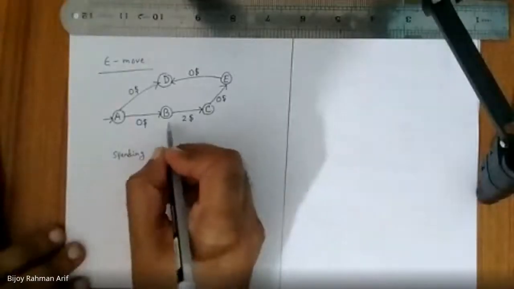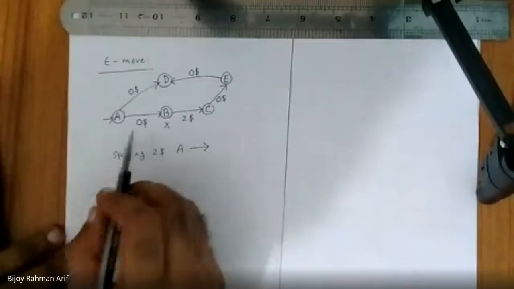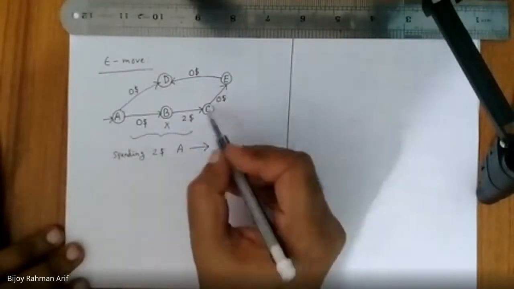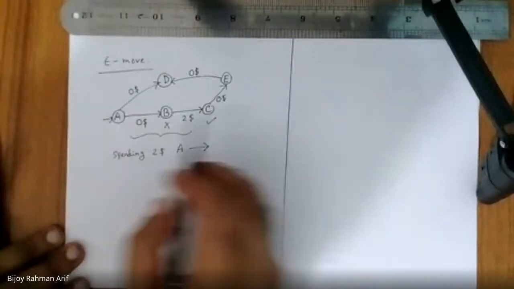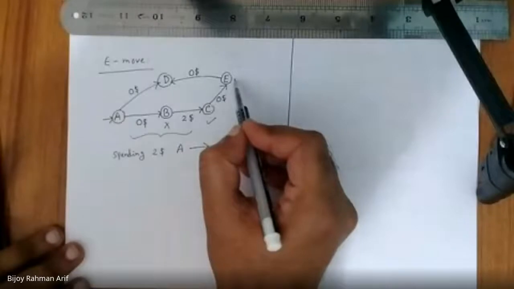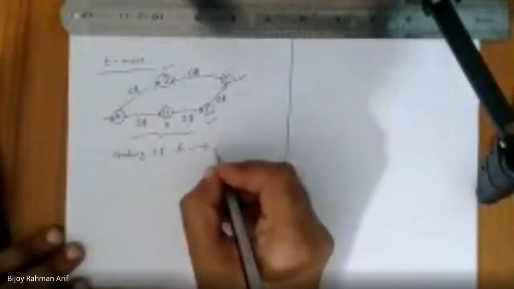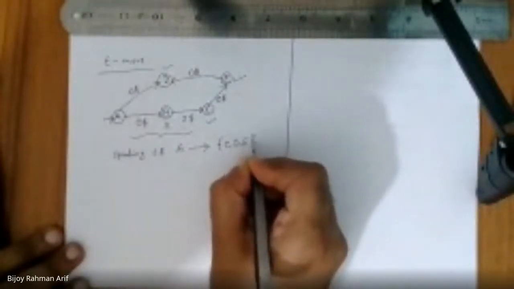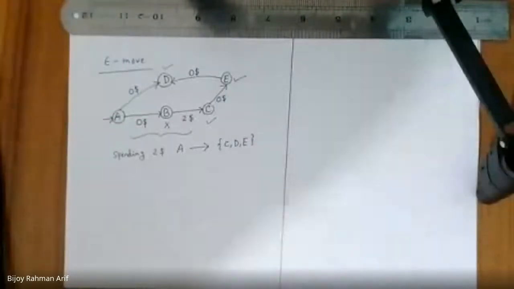A থেকে B তে it is not possible. A থেকে C it is possible because A to B $0, B to C $2. So total is $2. So C is must. Now after reaching C, using $0 you can go to E. So E is also $2. After reaching E, $0 you can go to D. So again $2. So the answer would be C, D, E. Am I right? Do you agree with me or not?